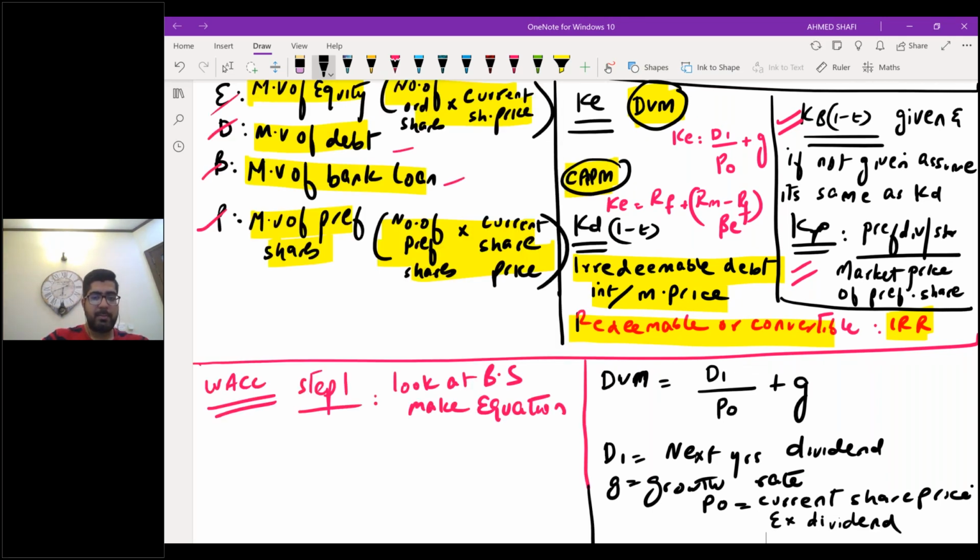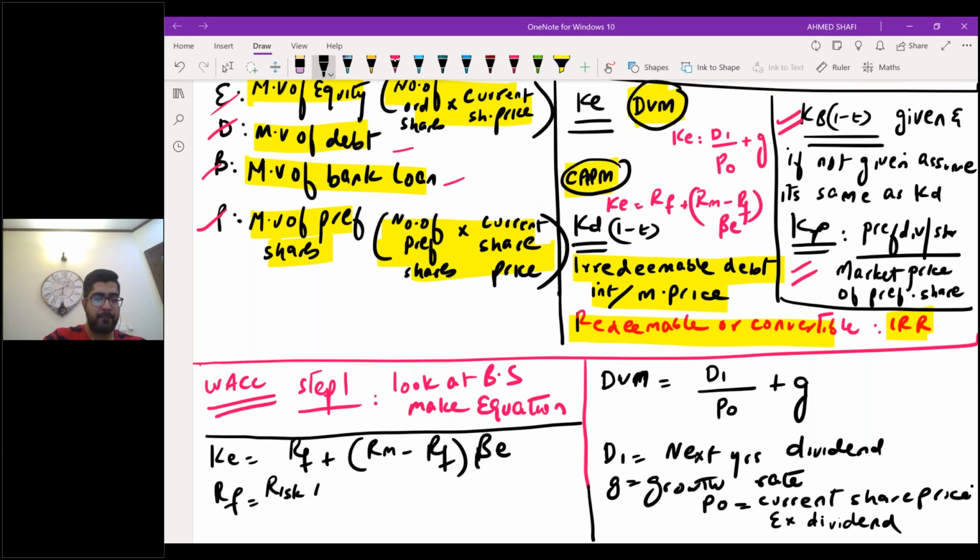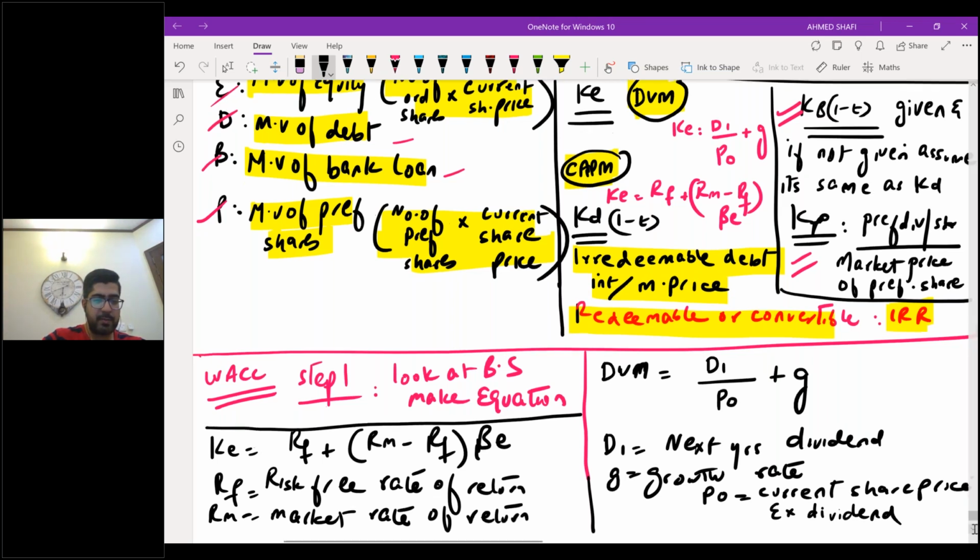And the other method is called CAPM. CAPM states KE is RF plus RM minus RF into beta equity. RF stands for risk-free rate of return. RM stands for market rate of return. BE stands for beta equity, the company's beta, how much risk it is facing.